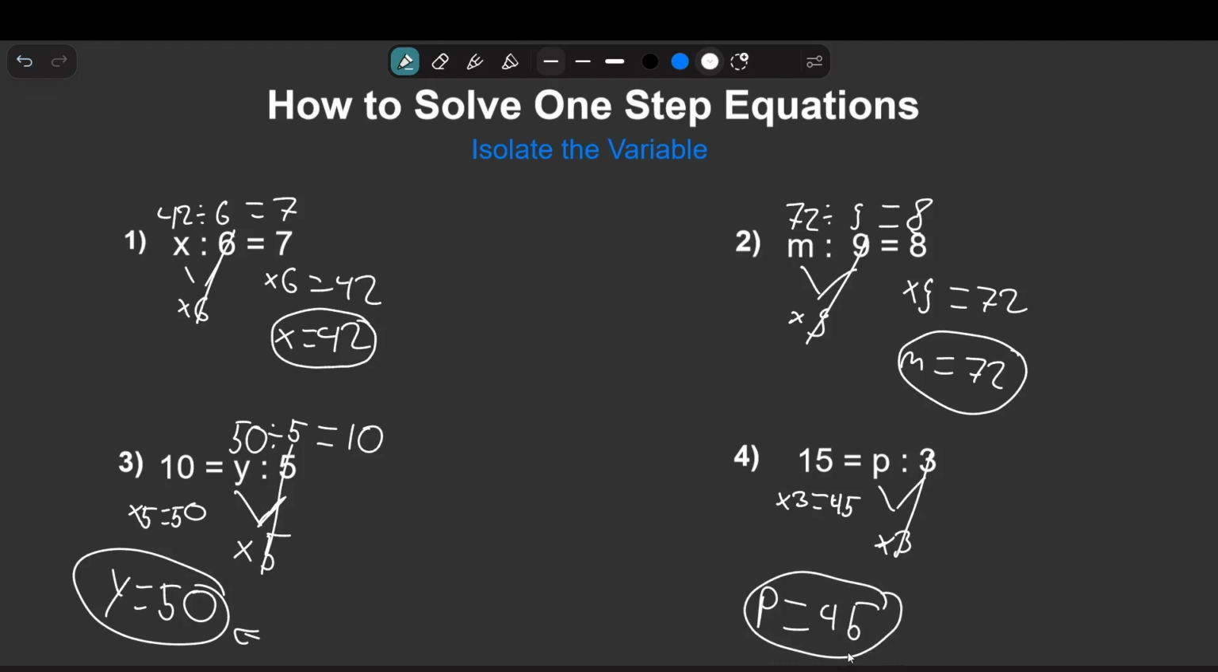I'm saying should have a value because we are still going to check this. So let's plug in our 45 for the variable here and divide it by 3. 45 divided by 3 does equal 15, so 45 will be our final answer and the value of our variable.